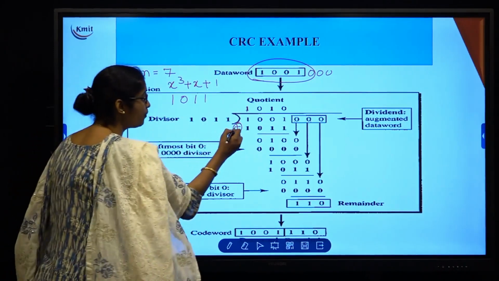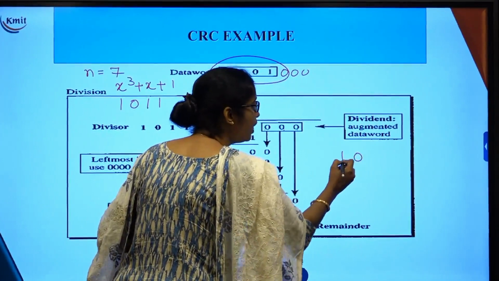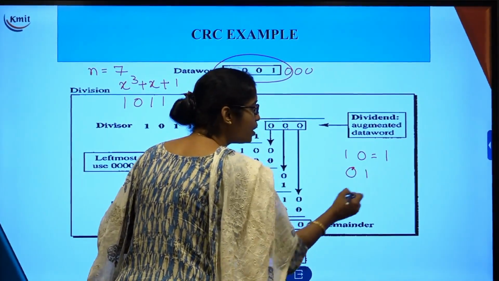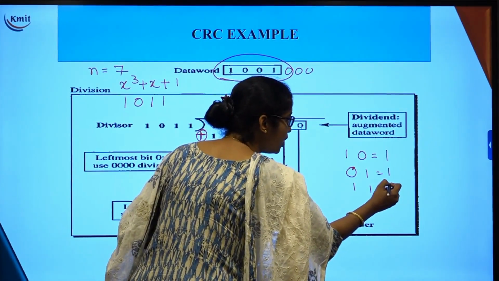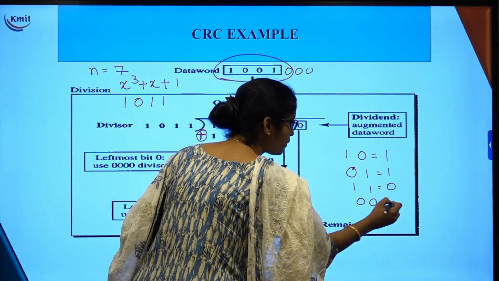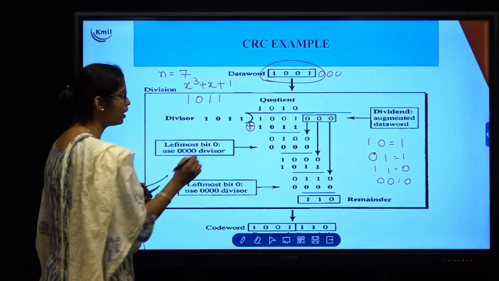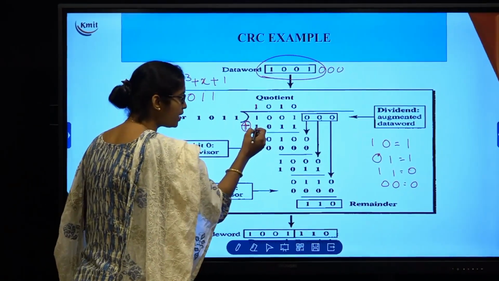This is the symbol for exclusive OR. What is the truth table for exclusive OR? If it is alternating 1 and 0, the result is 1. If it is alternating 0 and 1, the result is 1. In case of same inputs, the result is 0. Okay, this is the truth table for exclusive OR. Now, when I say 1011 goes one time, I will write it down as 1011.